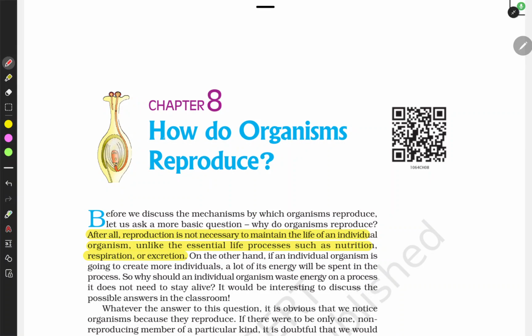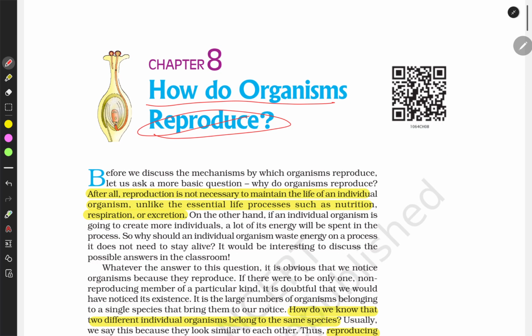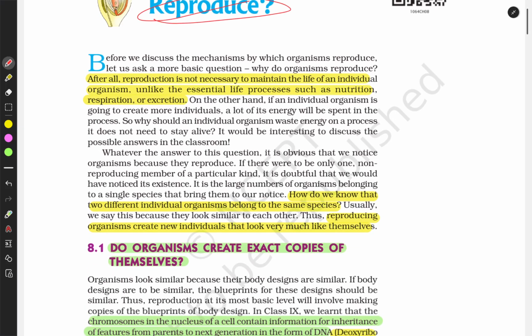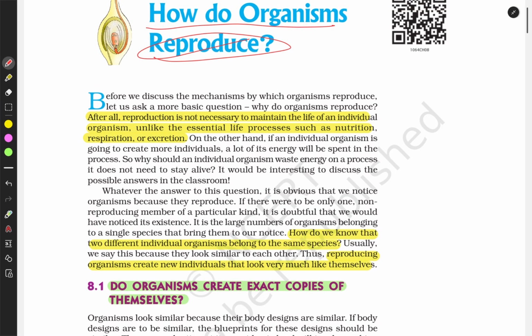We are going to study how do organisms reproduce. So we will be discussing what is reproduction and how does the organism reproduce. So let's begin this chapter.